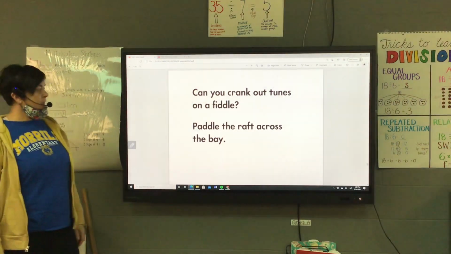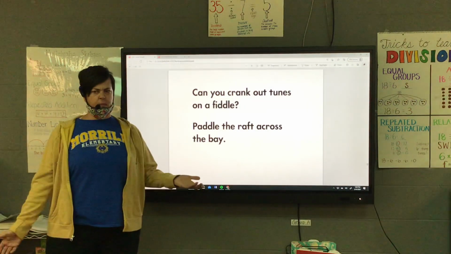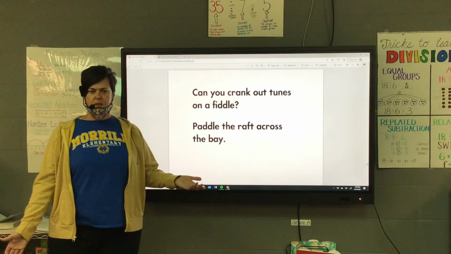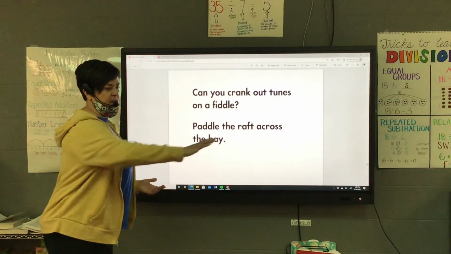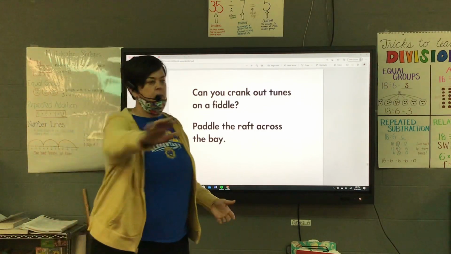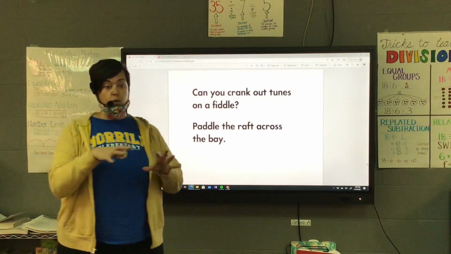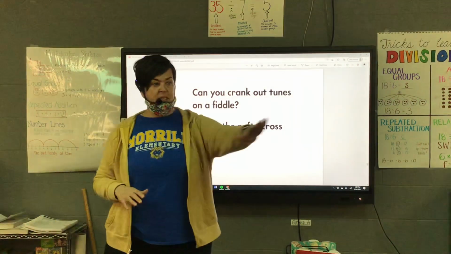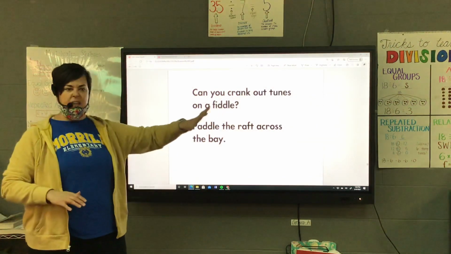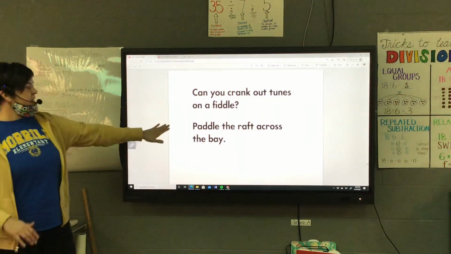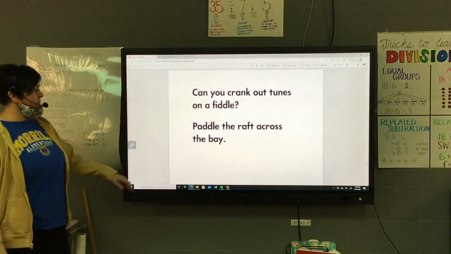Next one. Paddle the raft across the bay. What's a bay? Right, it's like an ocean, an area that goes up closer to the land and the ocean is out here. It's still water, right? But it's a different area that's going up by the land. So let's read that again. Paddle the raft across the bay.